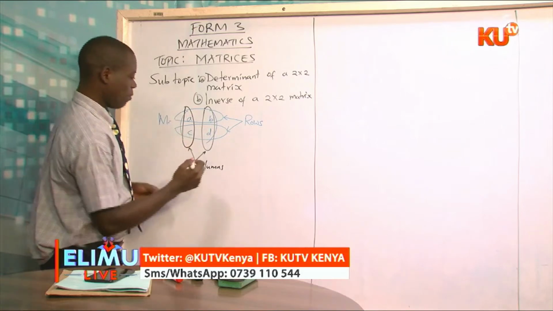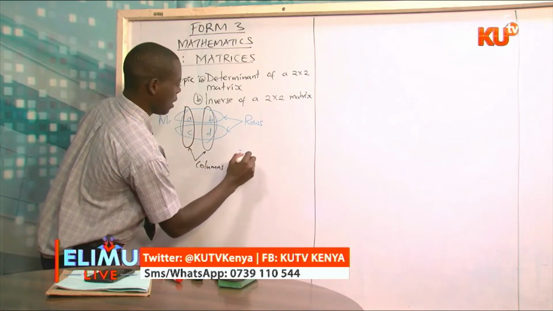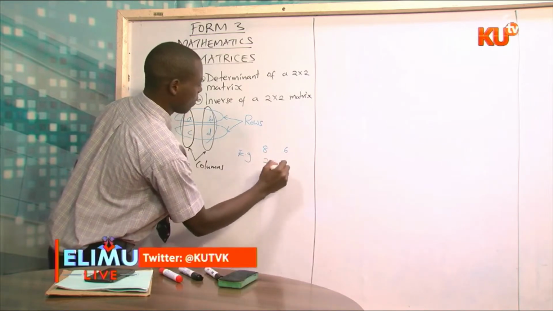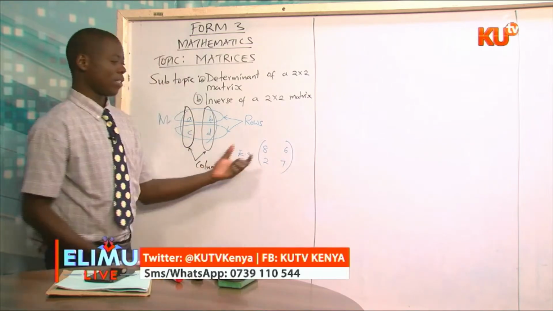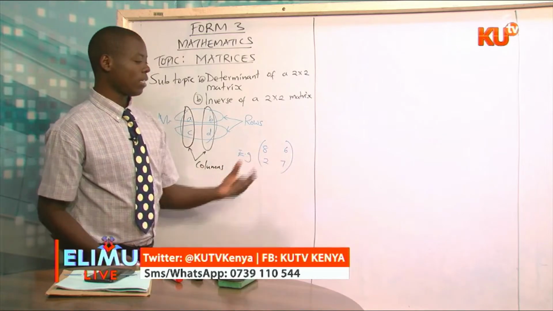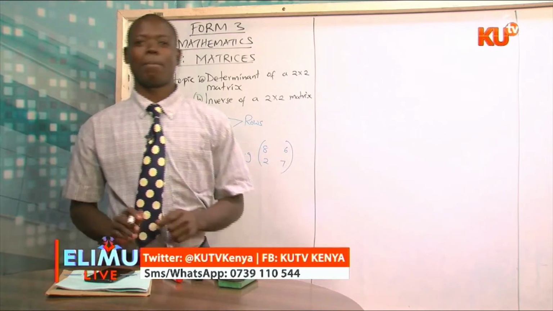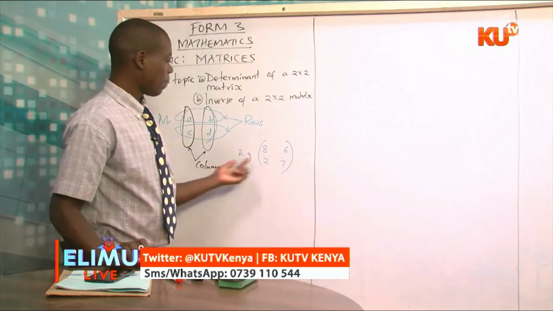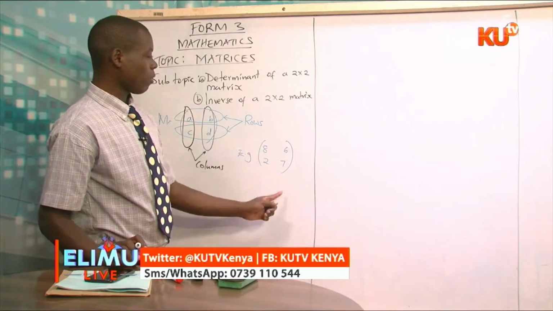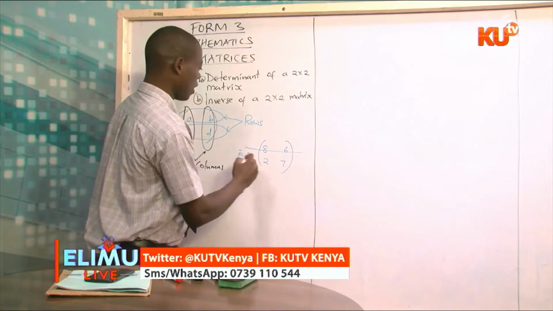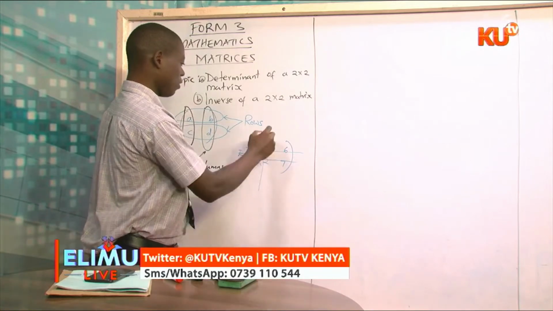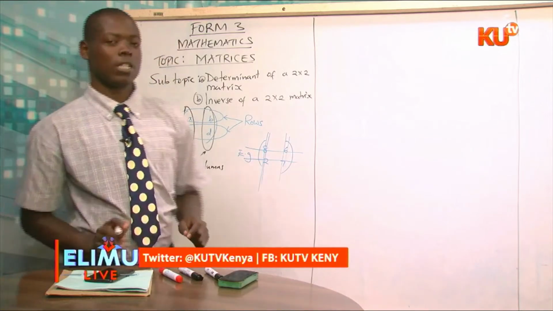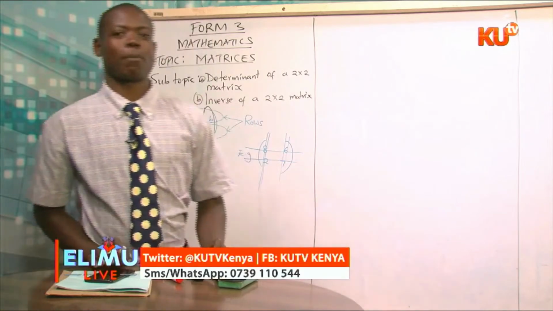Again, for example, we could have a matrix 8, 6, 2, 7. These are elements. 8, 6, 2, and 7 are elements of the matrix. And they have been arranged in rows and columns. When talking of rows, we are talking about the horizontal arrangement. And then column, we are talking about the vertical arrangement. That is what we mean by a matrix.